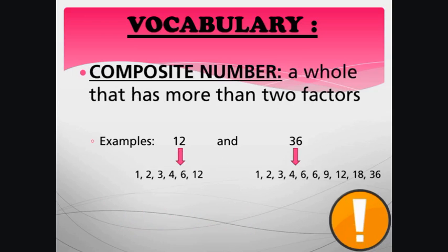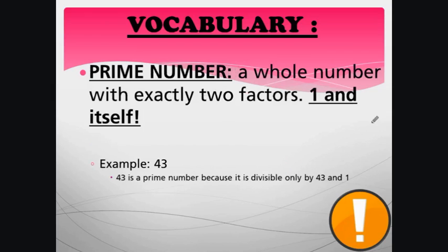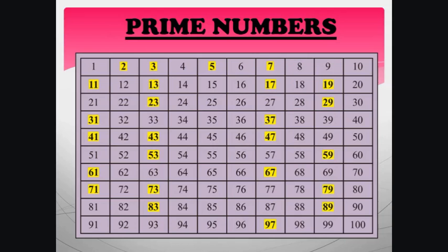Also, let's review what a composite number is. A composite number is a whole number that has more than two factors. So here we have numbers listed and all of their factors, all the numbers that are divisible by those values. On the other hand, prime numbers are numbers that are only divisible by 1 and itself. An example is the number 43, because it only has two factors, 1 and itself. And on our next slide, we're going to take a look at a chart that lists out our prime numbers.